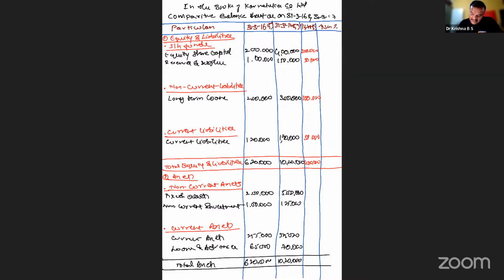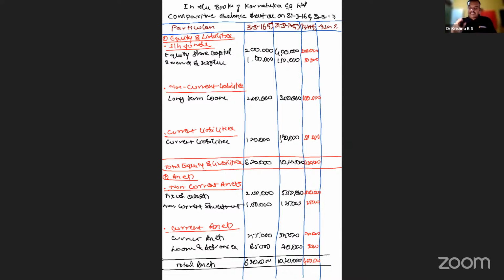Then fixed assets 2 lakhs, 5 lakhs. There is an increase of 3 lakhs. Then non-current investment 1 lakh, 1,25,000. There is an increase of 25,000. Current assets 2,55,000, 3,25,000. ಎಷ್ಟು ಬರುತ್ತೆ? Yes, 70,000 increase. Then 65,000, 70,000, 5,000 increase. Again, there is a 4 lakh increase. Okay.